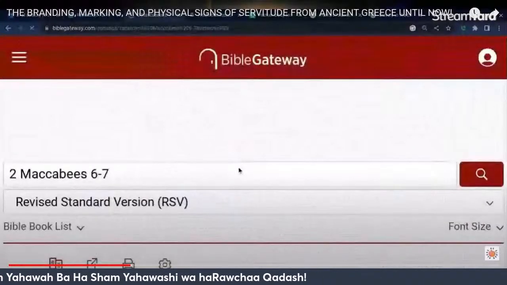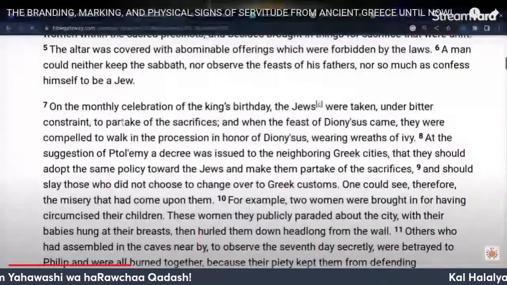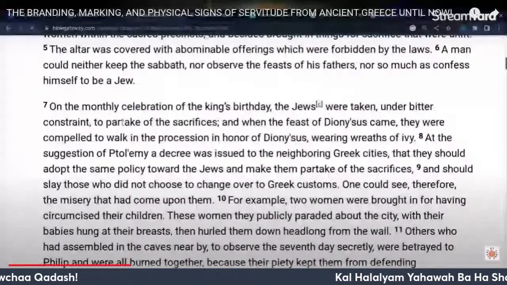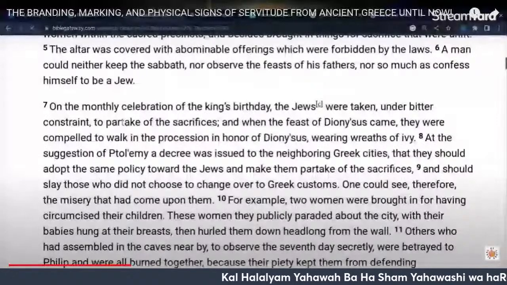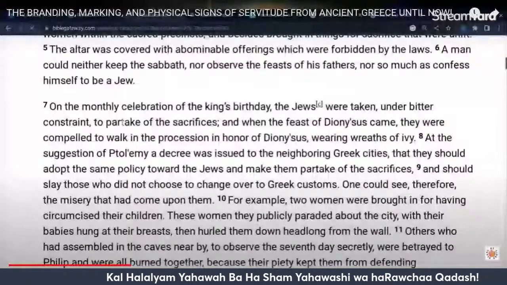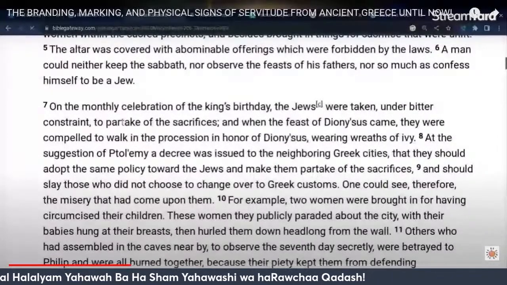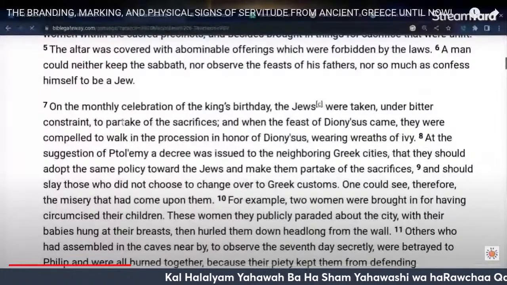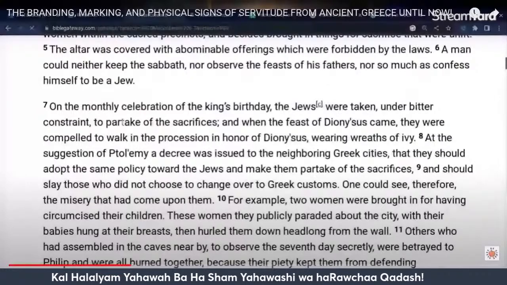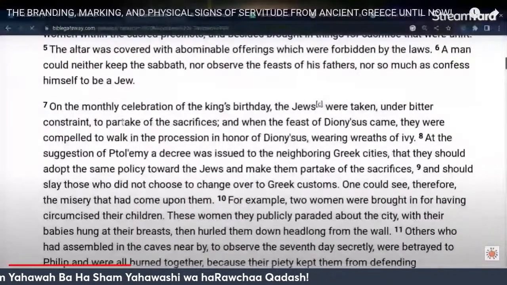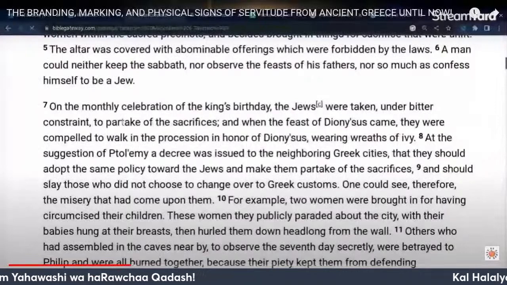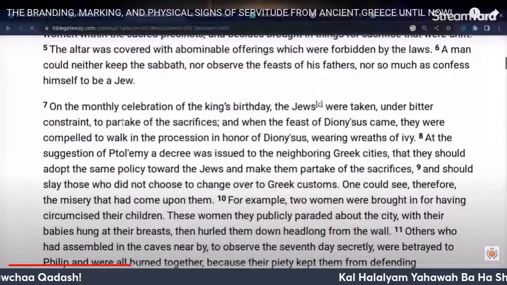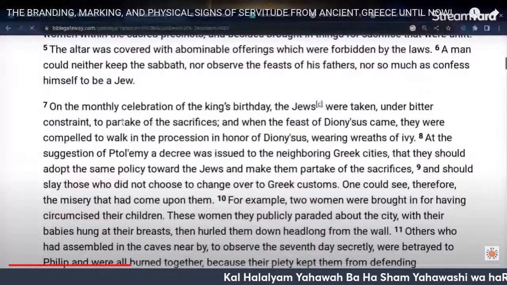It says, on the monthly celebration of the king's birthday, the Jews were taken under bitter constraint to partake of the sacrifices. So this is all force again. And when the feast of Dionysus came, they were compelled, meaning forced, to walk in the procession in honor of Dionysus, wearing wreaths of ivy. And now you might see a Jake woman or something rocking an ivy wreath, thinking it's cute. Goes back to our time when we was forced to do that. We ain't had no choice.